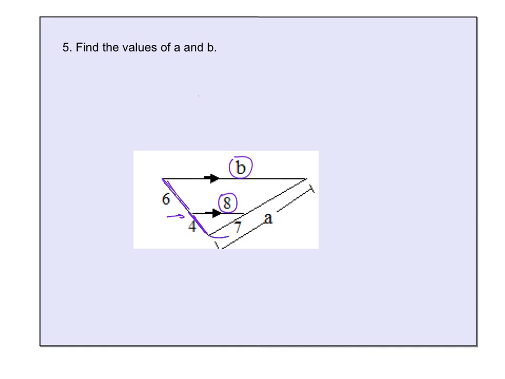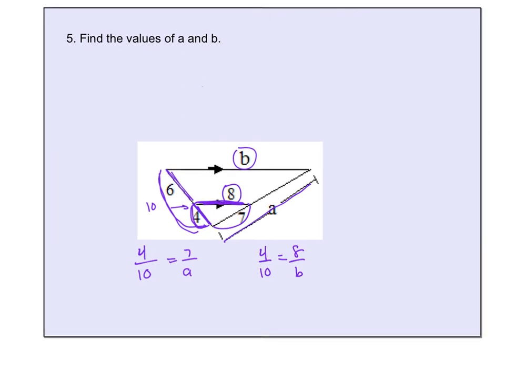So we have 7, and this whole thing is A. We have 4, and this whole side would be 10. So that's the ratio I'm going to use. I'm going to use part over whole. So I'm going to go 4 over 10 equals 7 over A, and then 4 over 10 equals 8 over B. And again, I'm doing this because we know that this is not a midsegment. So I'm going to go part over whole because I know this one.